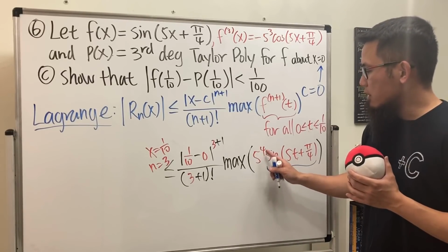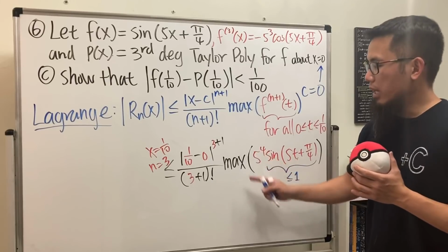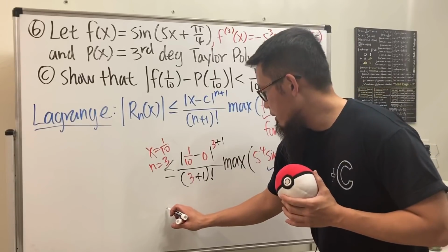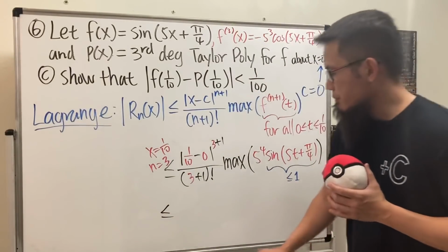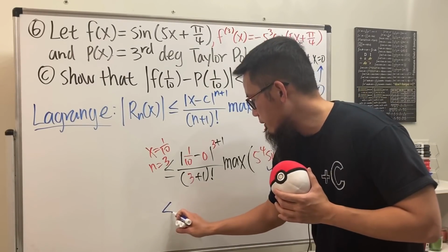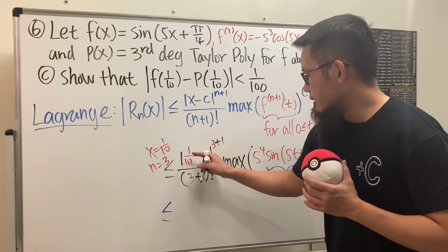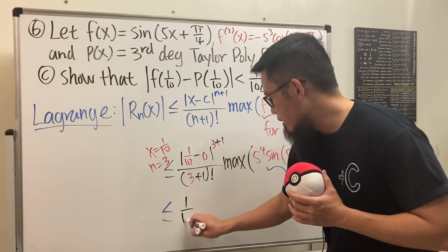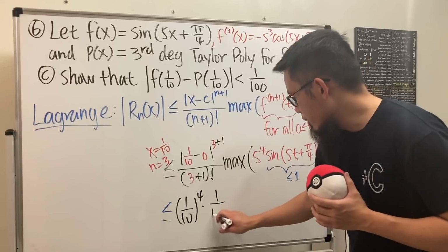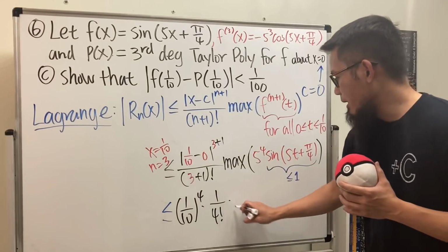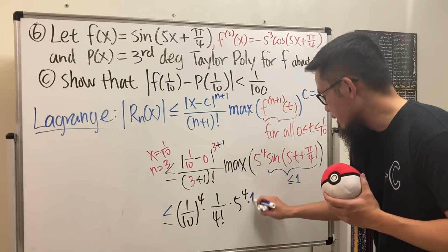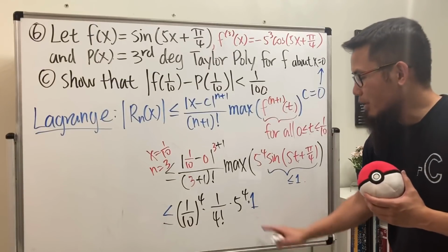So here we just have to consider 5 to the fourth power and then all that. So let's see what do we have. This is going to be less than or equal to, because I will have to use this. So let me put down blue right here. We have 1 over 10 to the fourth power, and then 1 over 4 factorial, multiplying by 5 to the fourth power. And let me just put down the 1 right here because I use that inequality for this, right? So now we just have to compute this.